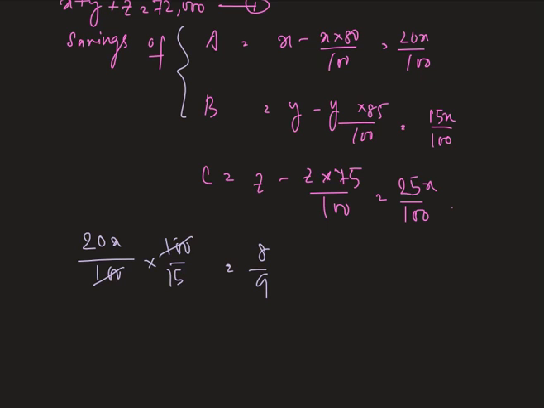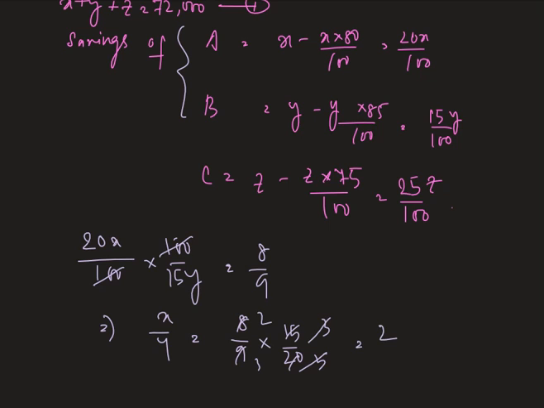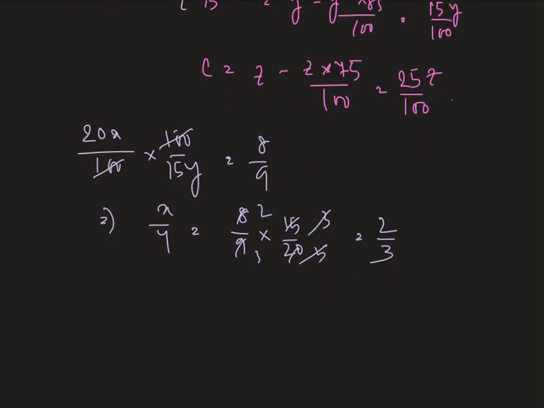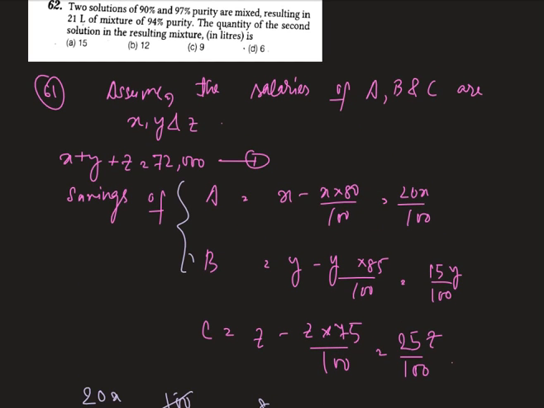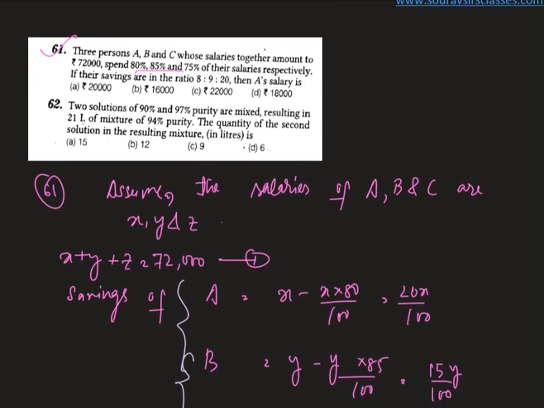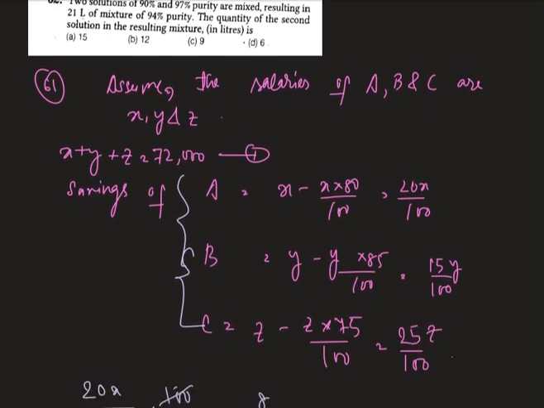Okay. Therefore, we get x by y is equal to 8/9 into 15/20, which results in 2/3. Hence, 3x is equal to 2y. Now from the second and third, that means the savings of B and C are in ratio 9:20.